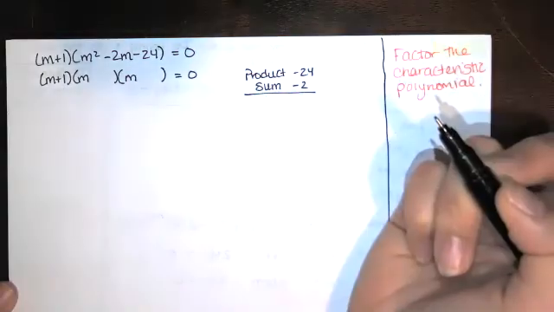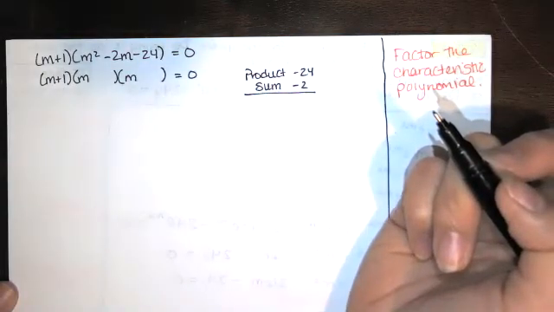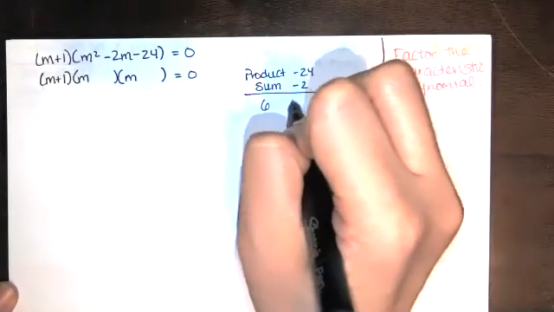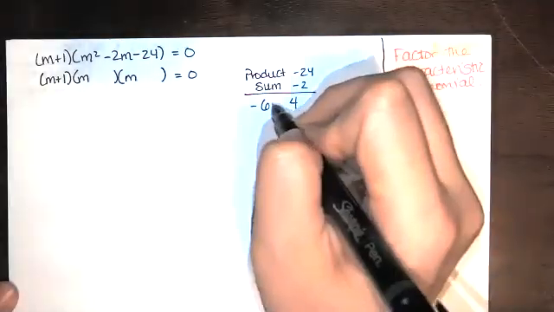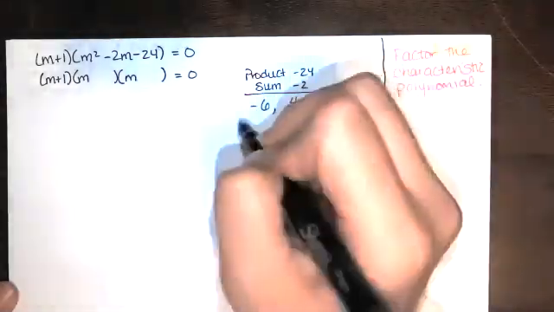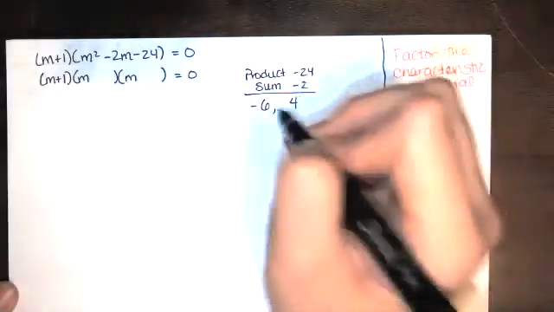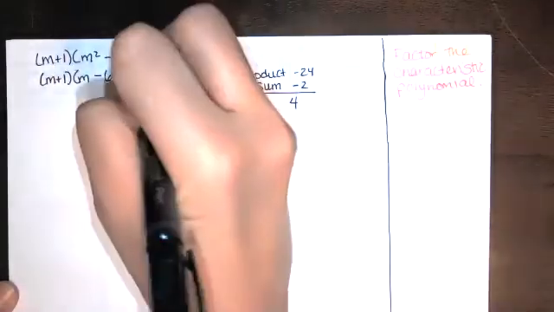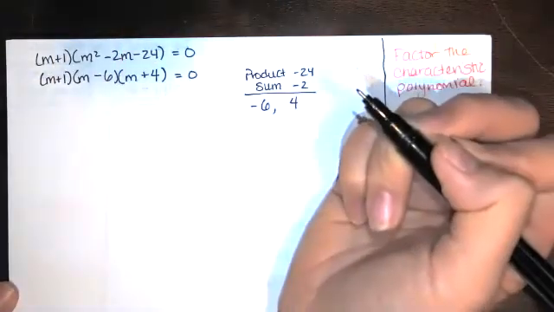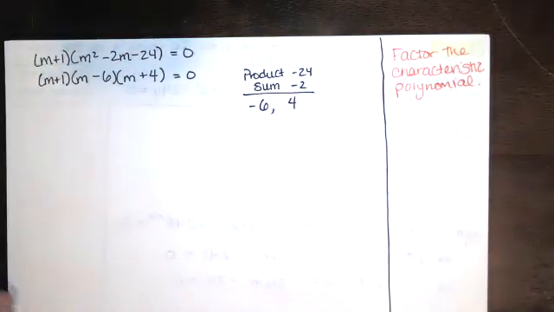Well, if the product is negative, that means they have to have opposite signs. So I'm looking for a difference of 2 and a product of 24. So 6 and 4 should work. If the 6 is negative and the 4 is positive, negative 6 plus 4 would be negative 2, and negative 6 times 4 would be negative 24. So those are the numbers that go here and here. And our characteristic polynomial has been factored.